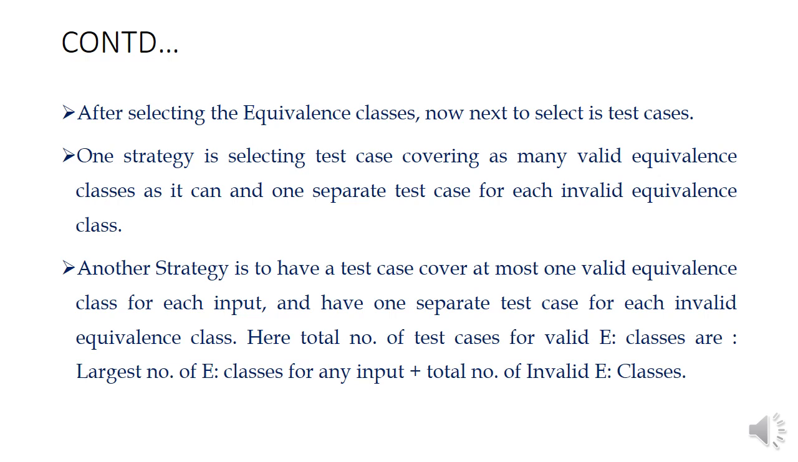So, you will have two strategies. First, one strategy is selecting a test case covering many valid equivalence classes, and one separate test case for each invalid equivalence class. Another is to have a test case with at most one invalid equivalence class for each input, and have one separate test case for each invalid equivalence class. The total number of test cases for valid equivalence classes is the largest number of equivalence classes for any input, plus the total number of invalid equivalence classes.